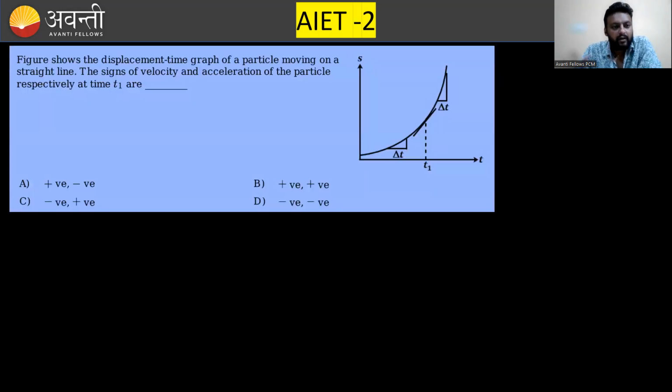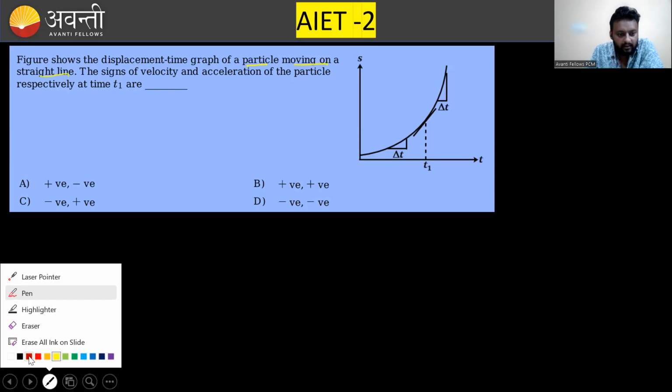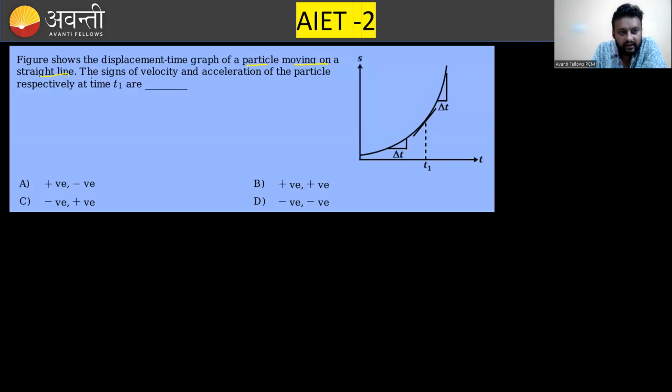Moving further. Now the question says, the figure shows the displacement time graph of a particle moving on a straight line. Okay, so there is a particle which is moving on a straight line. What are the signs of velocity and acceleration of the particle respectively at time t? So this is the time t1 that we are interested in. We want to find the sign of the velocity and the acceleration.